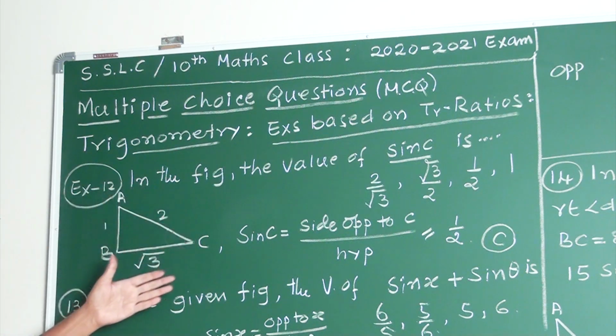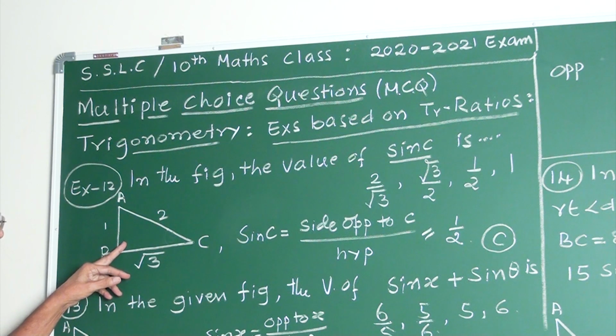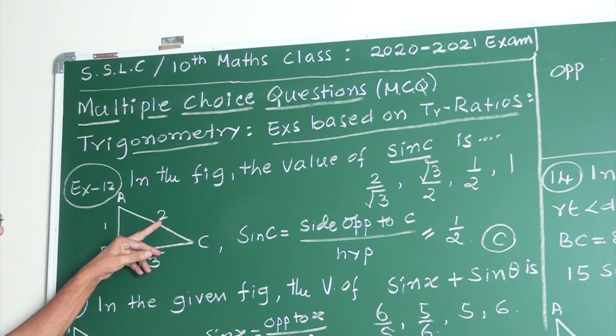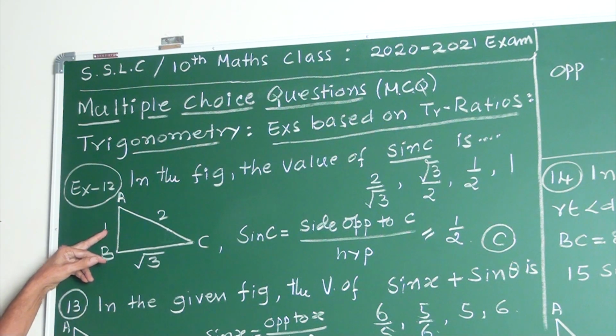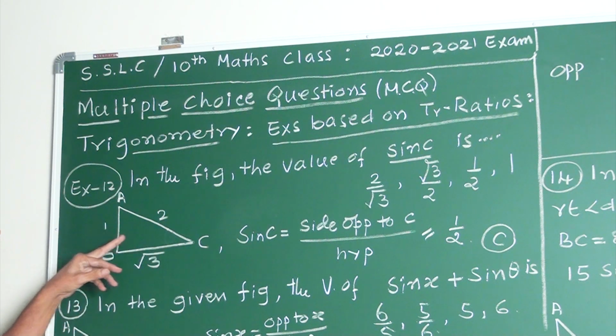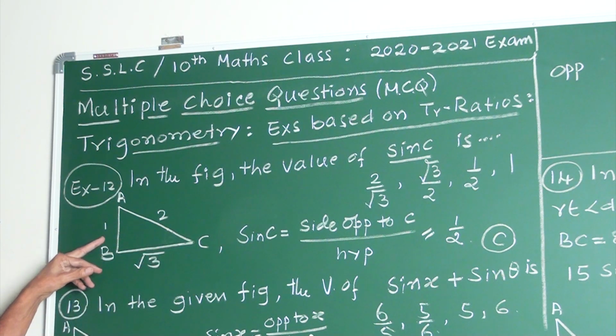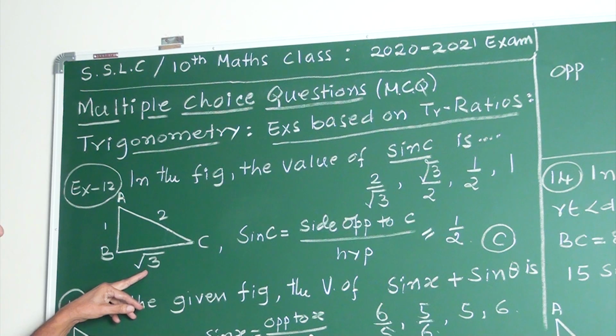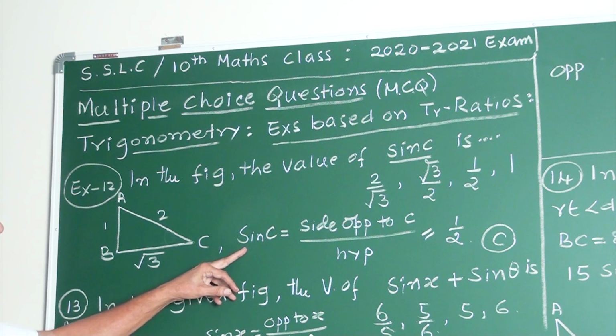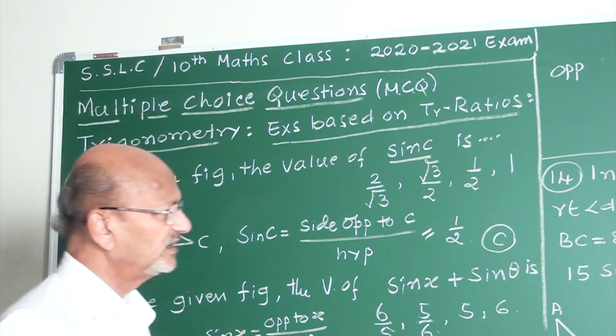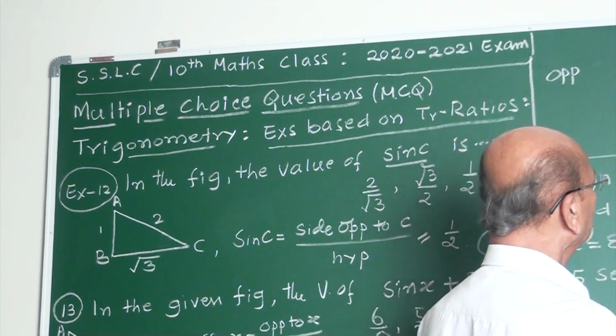It is all given. Triangle ABC, this is 90 degrees at B. Hypotenuse is 2. Opposite to C is 1. And adjacent to C is root 2. You wanted sin C. If you want, I will explain once again, my friends.